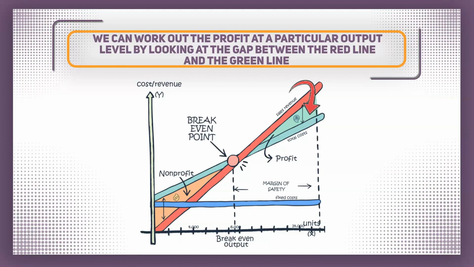Now, you can see that the gap between these two lines to the right of this break-even point, well, the gap gets bigger as the output increases. In other words, as the output increases, as more is produced and sold, then the profits also increase.